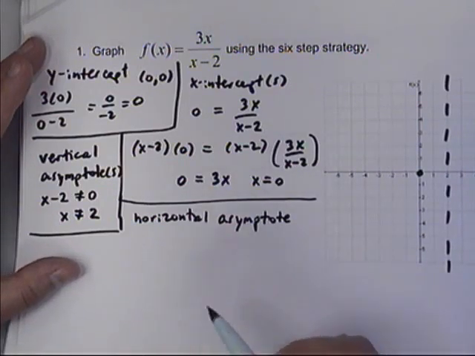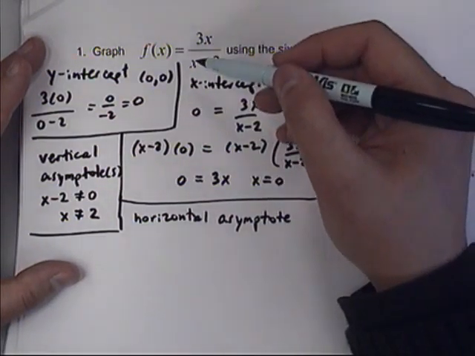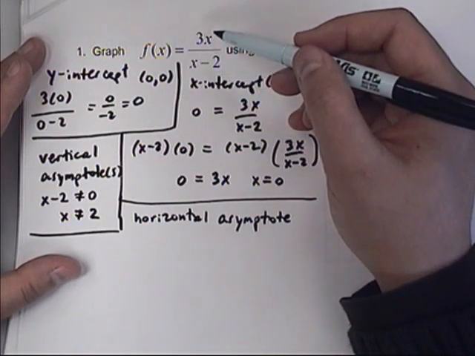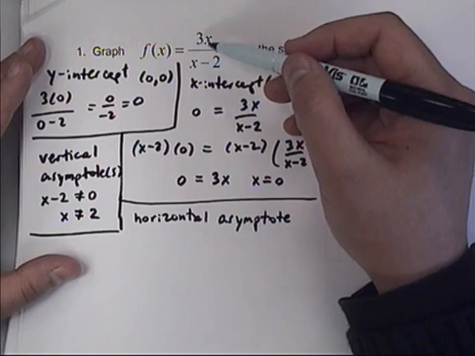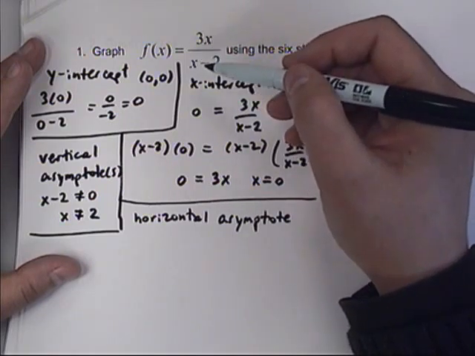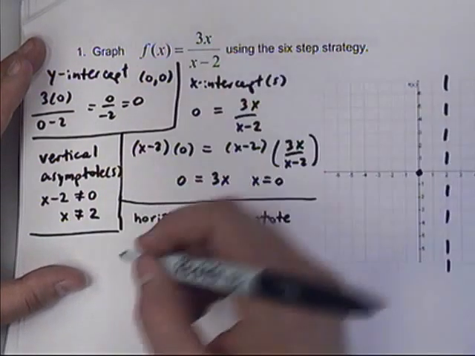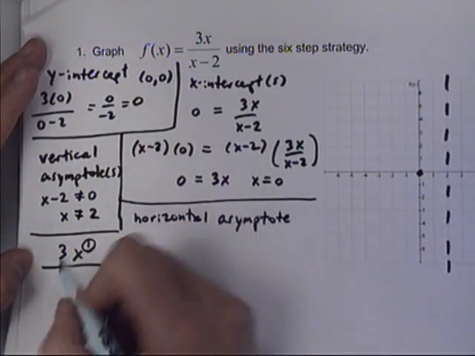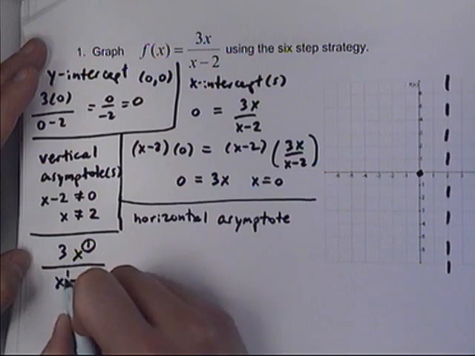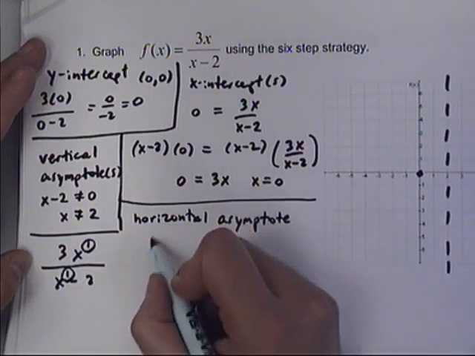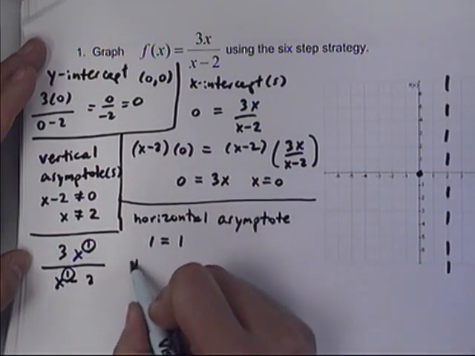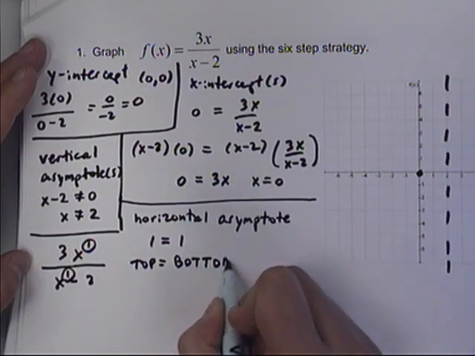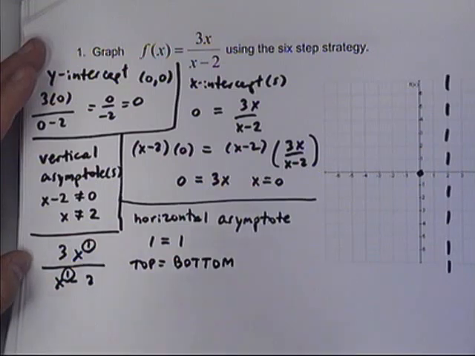A horizontal asymptote either has a degree of the top that's less than the bottom, a degree of the top that's equal to the bottom, or a degree of the top expression that's larger than the bottom. So this, as you can see, 3x is a first degree expression on the top, and x minus 2 is also a first degree expression on the bottom. So since these are equal in degree, obviously the top is equal in degree to the bottom.